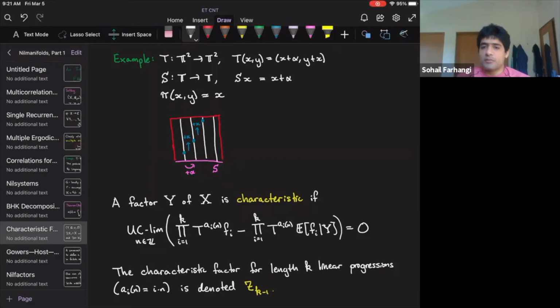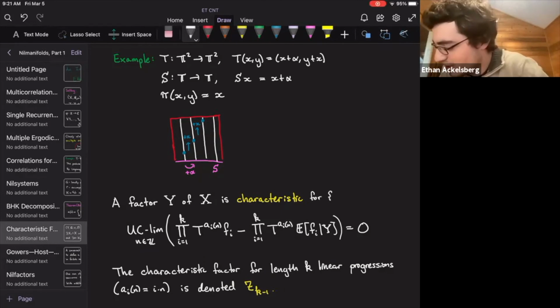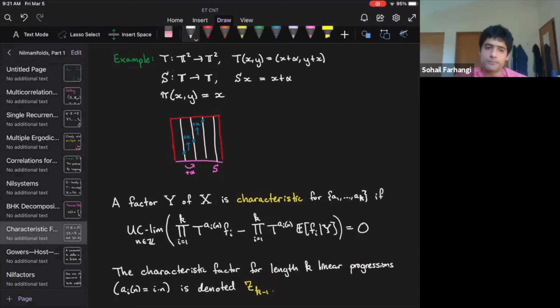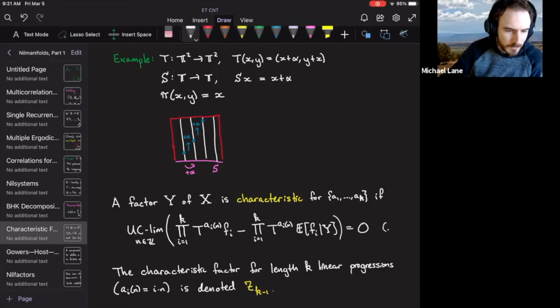Characteristic, does this mean for any sequences a_i(n) you will have this, or is it characteristic? So this is my being sloppy. So for... okay, thank you. So you say, and again, this is happening maybe in L2. So you say the characteristic factor.